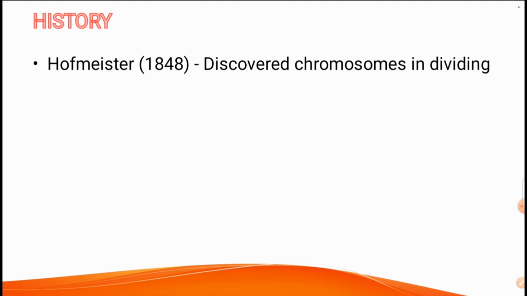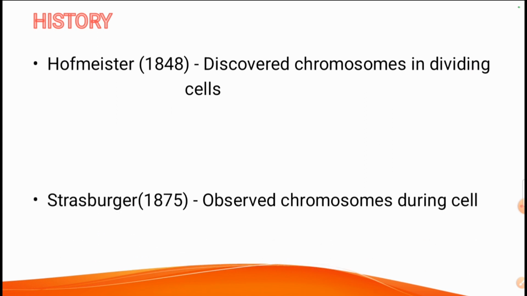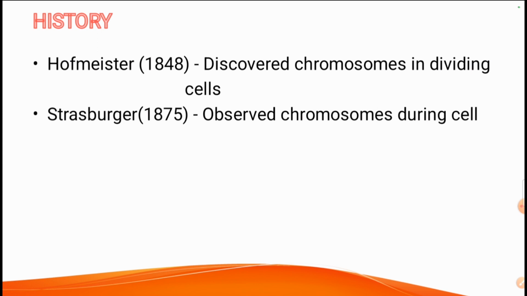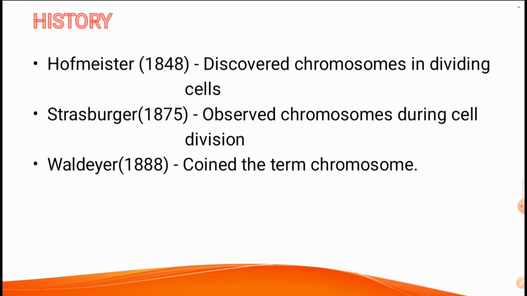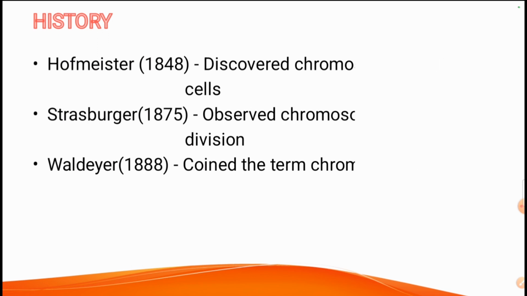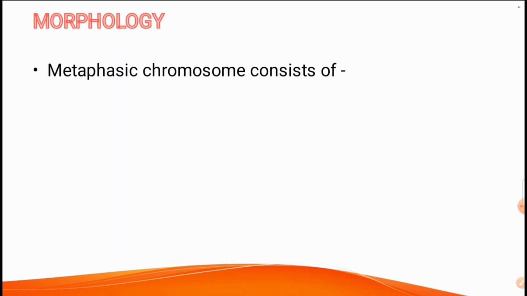Hofmeister in 1848 first discovered chromosomes in dividing cells. Then Strasburger in 1875 observed chromosomes during cell division. Got it? So Waldeyer in 1888 coined the term chromosome. So these were the various historical points regarding the discovery of chromosome. Now let us come to the morphology of chromosomes. So how it appears externally.